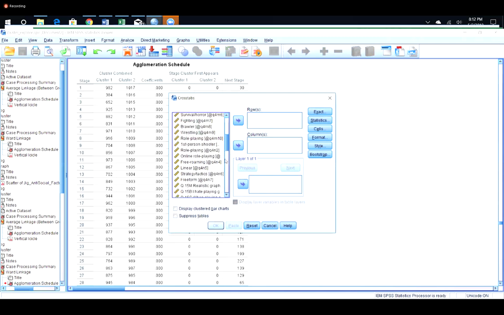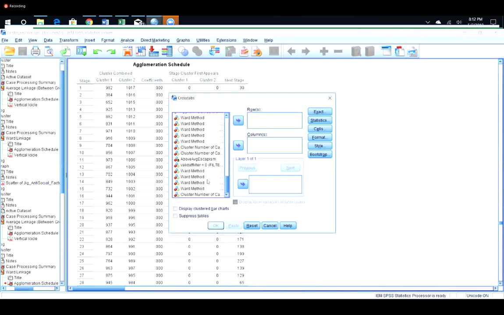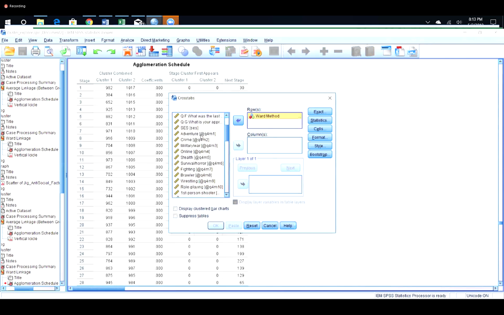So remember, these are cluster solutions I developed with just 2 variables. Let's suppose I had, let me do a 6 cluster solution. I might put that in rows, and then I'm going to look at all the game types, or at least a subset of them.